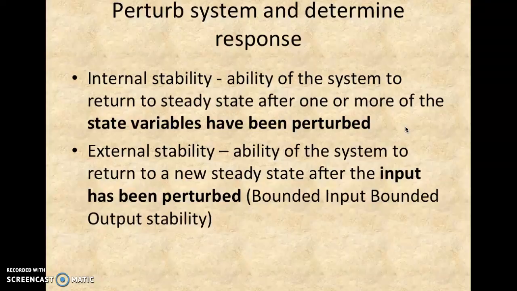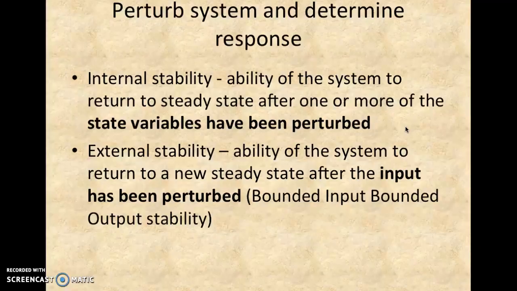Internal stability is the ability of the system to return to steady state after one or more of the state variables have been perturbed. Our state variables are like x1 or x2, and they're part of our system. So when these are perturbed, the system will still return back to its original steady state value if it is a stable system.